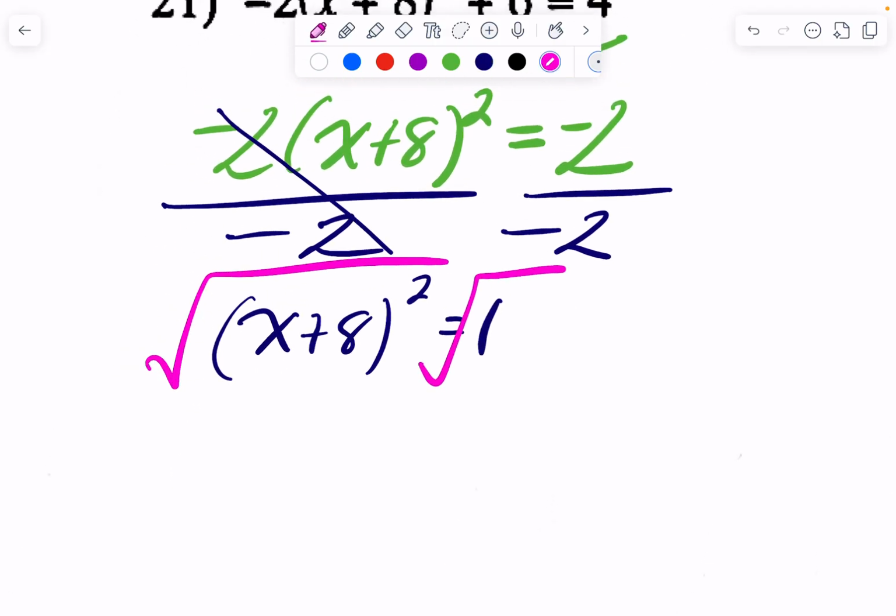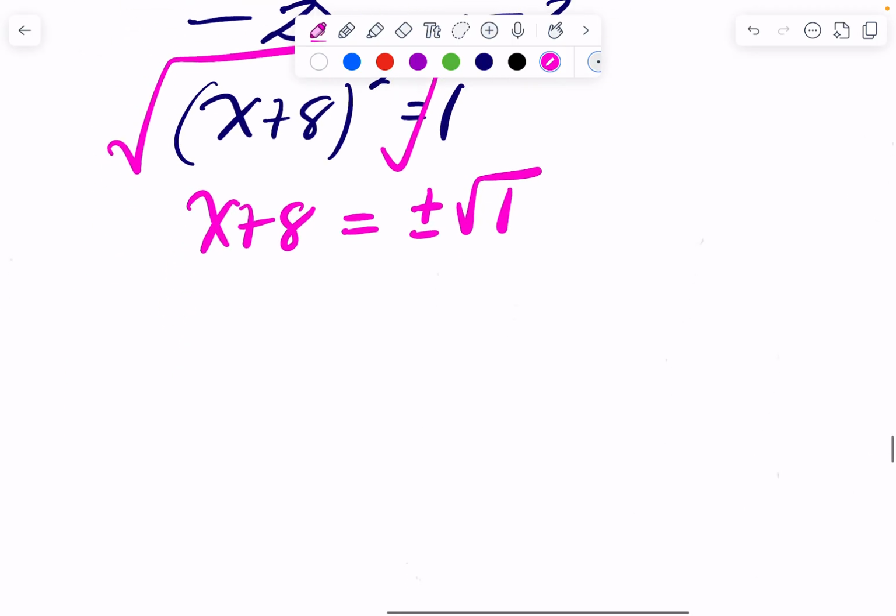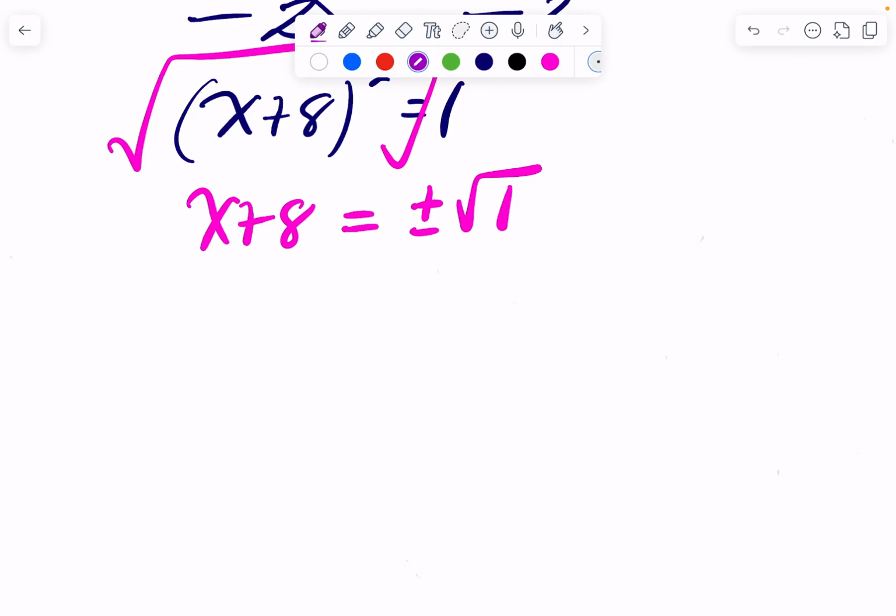We're square rooting both sides. So we have x plus 8 equals plus and minus the square root of 1. So many kids accidentally leave their answer as square root of 1. It's not square root of 1. What is the square root of 1? Square root of 1 is 1. So x plus 8 equals plus and minus 1.